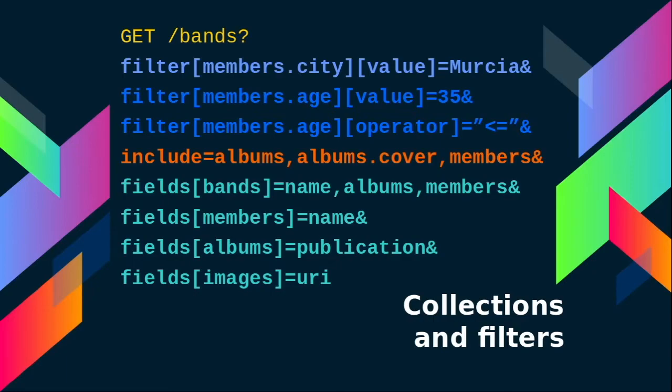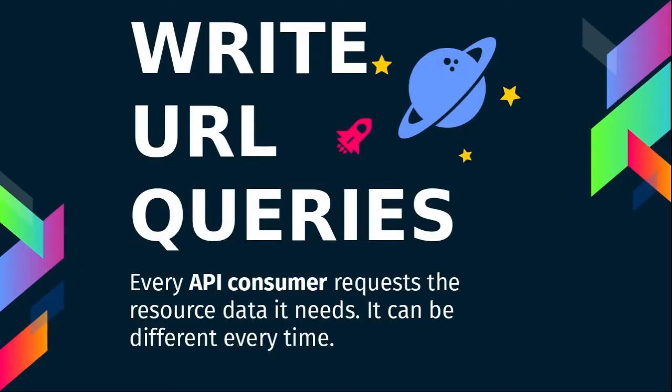And with that, you have the bands that you care about, and now you start including, okay, and for those bands, include their albums and the cover image of their albums, and also the members. And then just to limit the number of the fields. So what we've accomplished with this is we are writing queries in a URL, and you get in one request all the data that you need, and only the data that you need. And that's the goal.